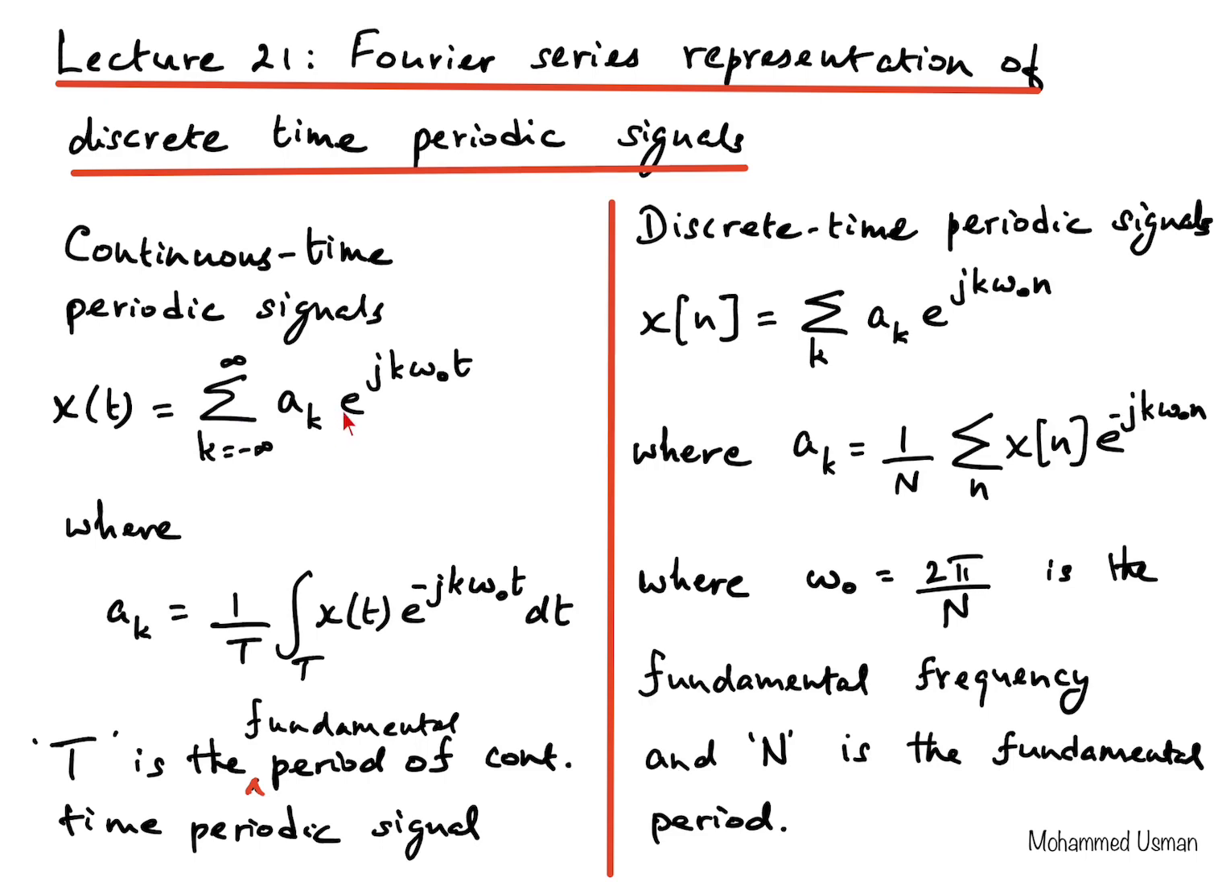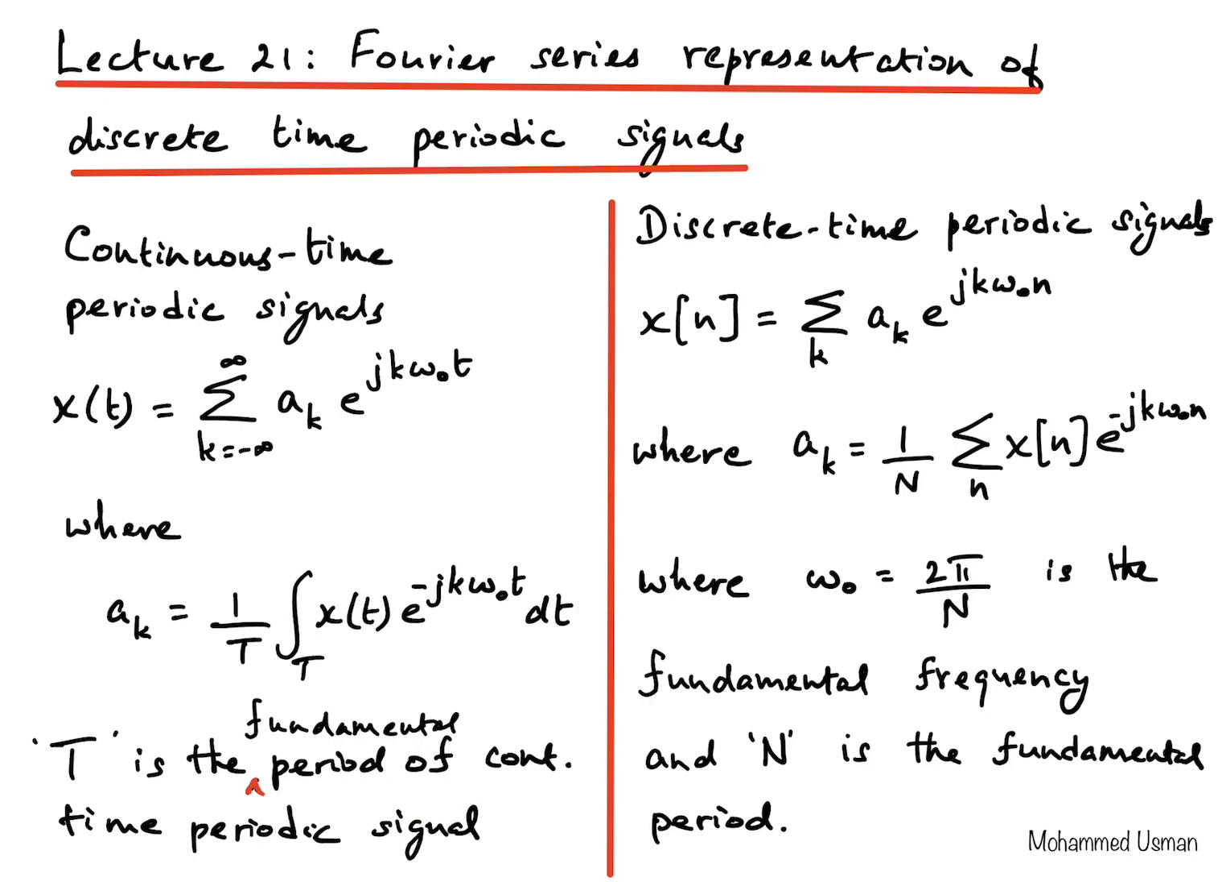as ak e power jk omega naught t. So it is being represented as a sum of scaled complex exponential signals, right, as a linear combination of complex exponential signals. So that is what the Fourier series representation is doing, where we compute the Fourier coefficients ak according to this formula, in which the value T is the fundamental period of the continuous time signal, right?